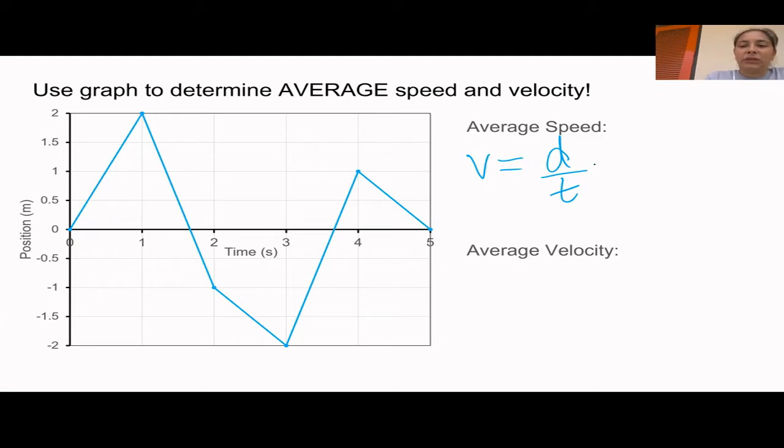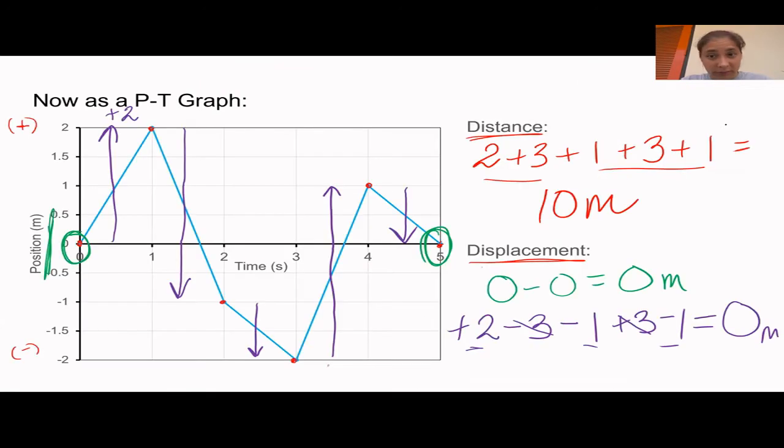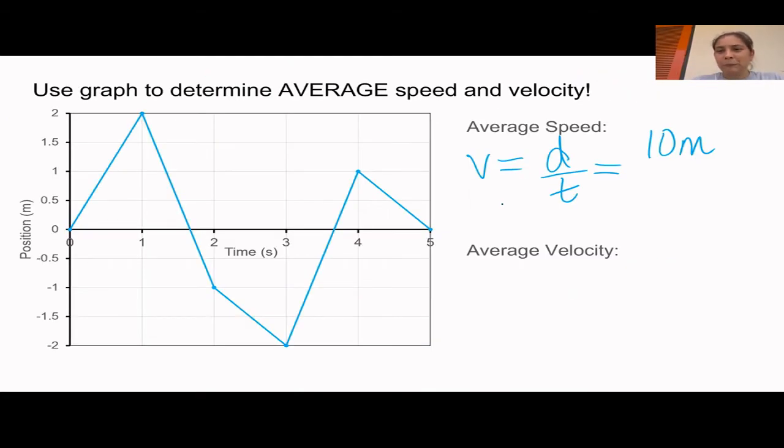So total distance. Let's see. Oh, we did this already, didn't we? Yeah. It was 2 plus 3 plus 1 plus 3 plus 1, which was 10 meters. Ta-da, total distance was 10 meters. Notice it's for the entire 5 seconds. And so this is in 5 seconds. And so what was my average speed if I actually walked this per second? Well, it would be 2 meters per second.